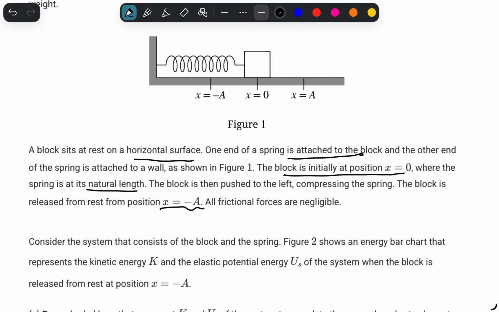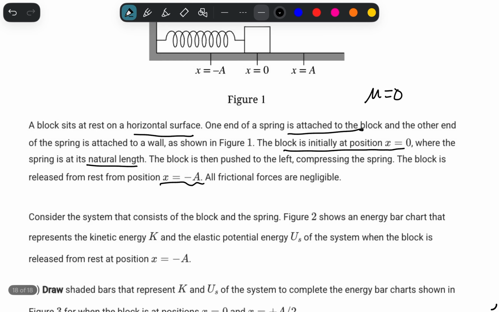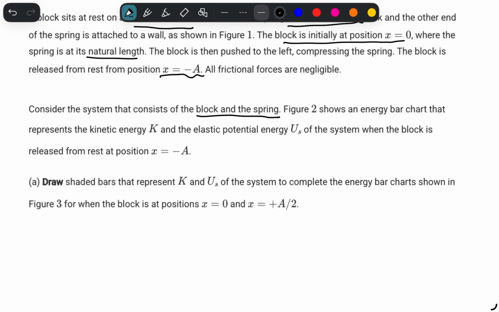the block is released from rest at a position x equal to -a. All the frictional forces are negligible. Consider the system that consists of the block and the spring. Figure 2 shows an energy bar chart that represents the kinetic energy K and the elastic potential energy US of the system, where the block is released from rest at position x equal to -a.